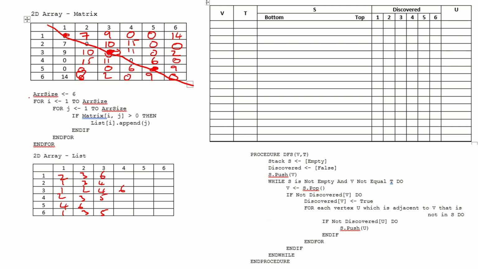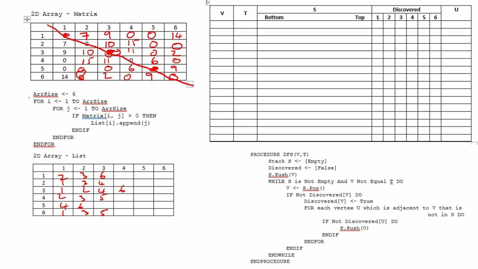So pop the next thing off the top of the stack, which is 5. So 2 and 3 are left, and put that in v. So v is the result of popping the stack. So if not discovered v, and v is not discovered, then set it to true. So we can label 5 now as having been interrogated.